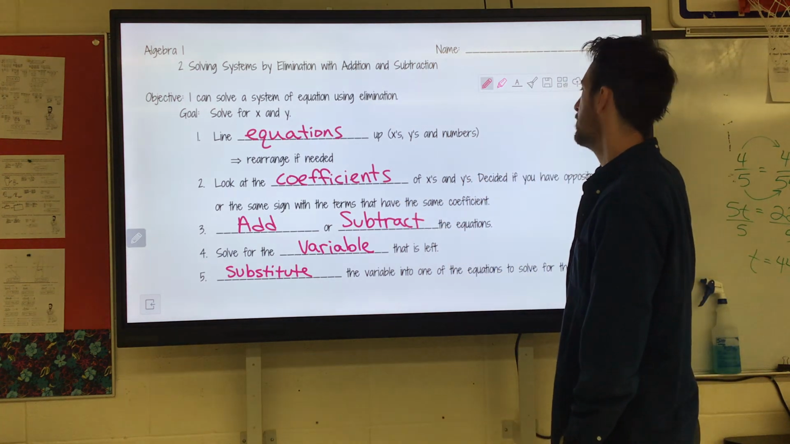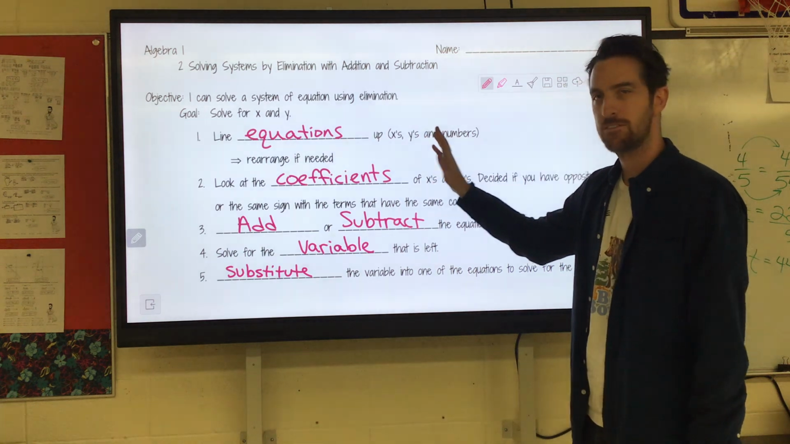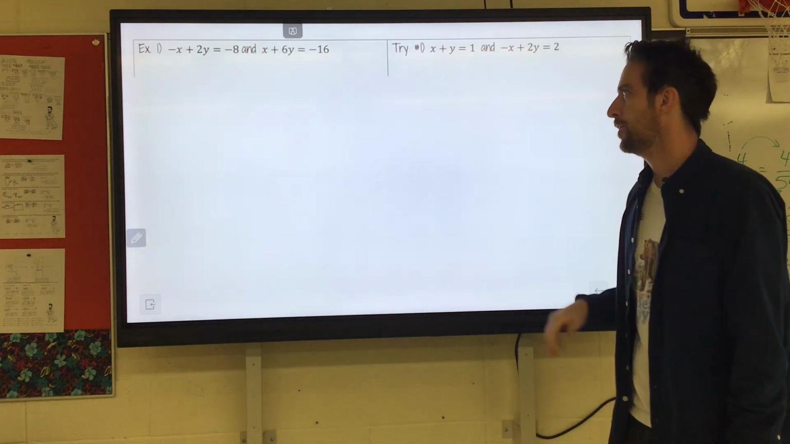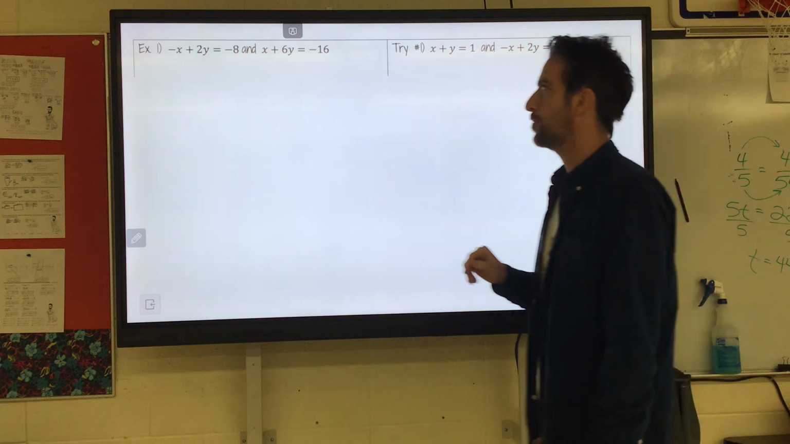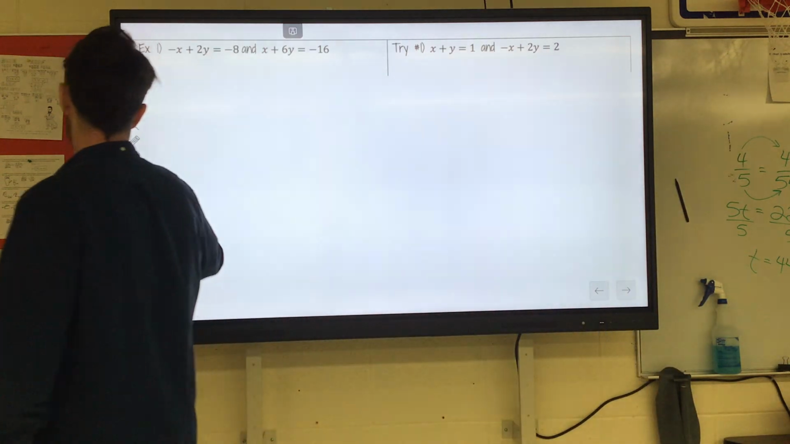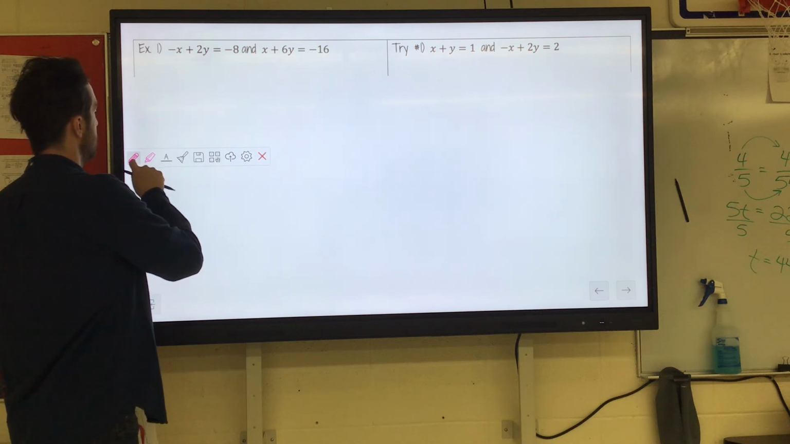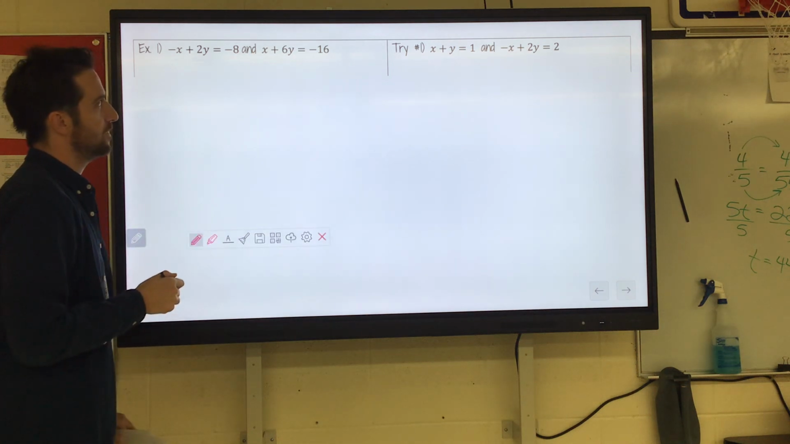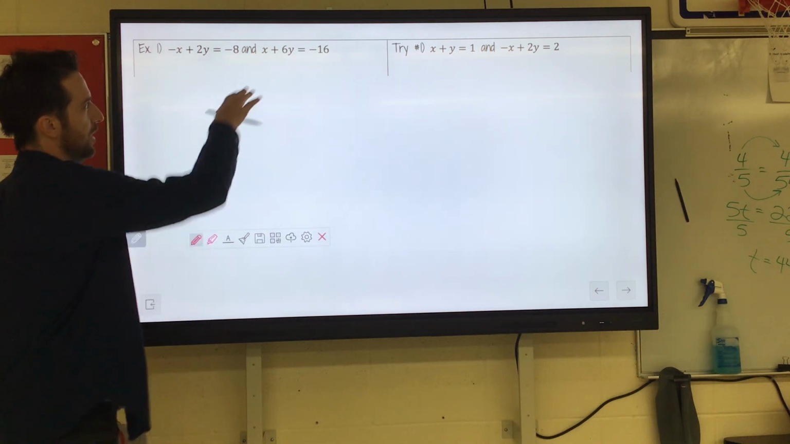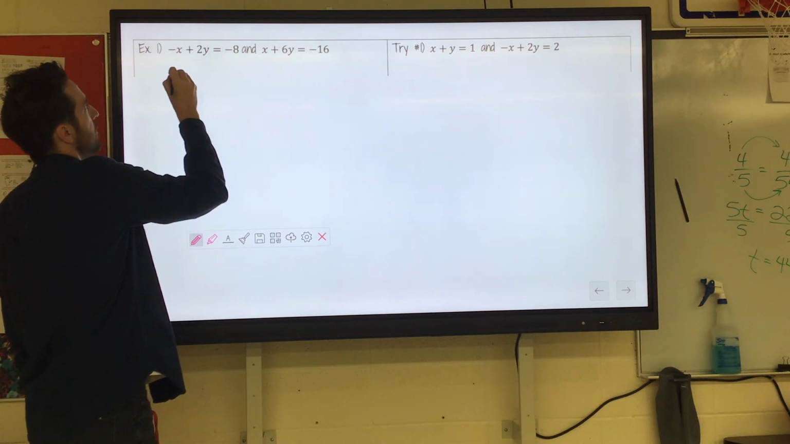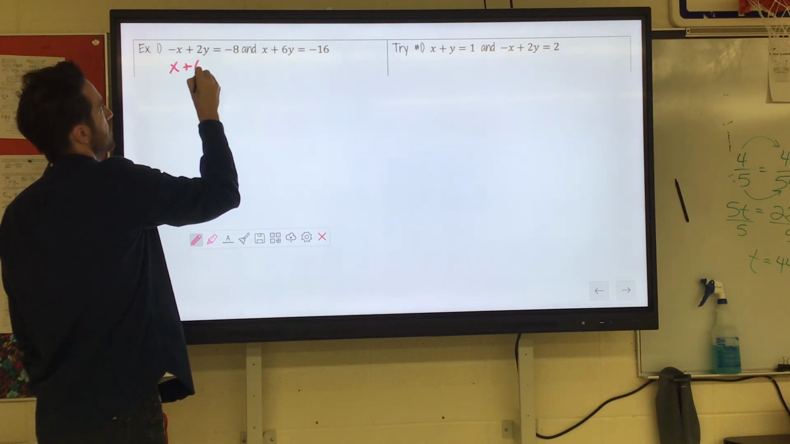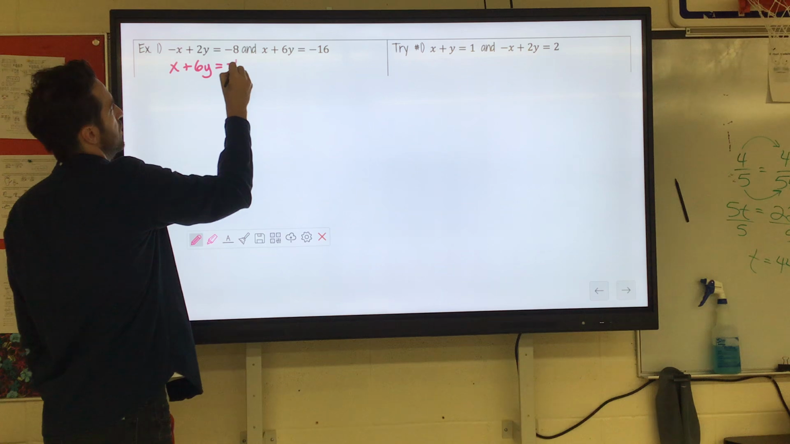So let's get ripping and roaring. Again, pause it if you need to fill in those blanks. Here we go. We're going to stack these up on top of each other. So we have negative x plus 2y equals negative 8, and x minus 6y equals negative 16. I'm just going to write that second equation underneath here. X plus 6y equals negative 16.